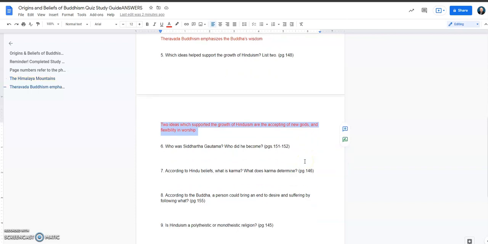Question number 6, who was Siddhartha Gautama and who did he become? Siddhartha was a Hindu prince before he became the Buddha, the founder of Buddhism. So Siddhartha was a Hindu prince. His father protected him from all pain and suffering for his entire life. He lived this life of luxury in a castle. And then one day he goes outside the castle and he sees that there's bad things in the world. There's suffering, there's pain, people are sick and dying. And this changes his life.